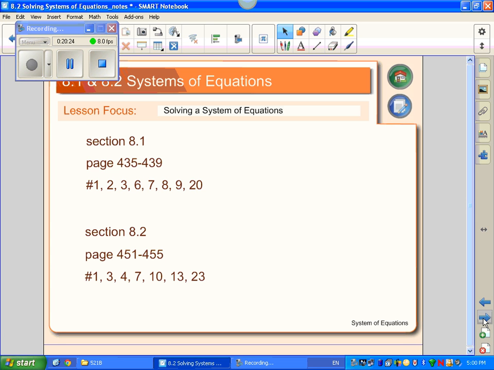Here are some questions that I've picked from sections 8.1 and 8.2. I recommend that you do them for homework and practice so you understand and get the feel of how to do these questions.